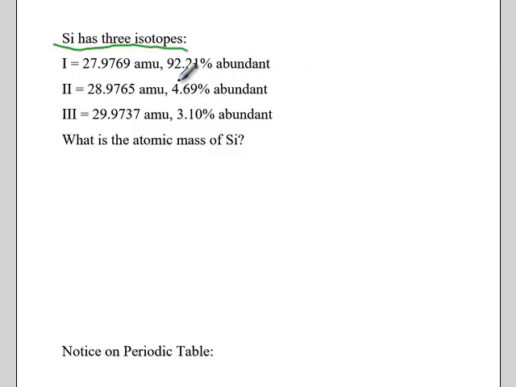It turns out of all the silicon in the world, 92.21% is that version, that isotope of silicon. So 92.21%, if we want to change that to a fraction, that's 92.21 chances out of 100. If you randomly select an atom of silicon, it will be isotope number 1. Same thing for isotope number 2, but notice the percent is lower and percent 3 is also lower.